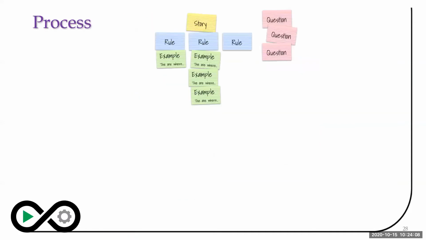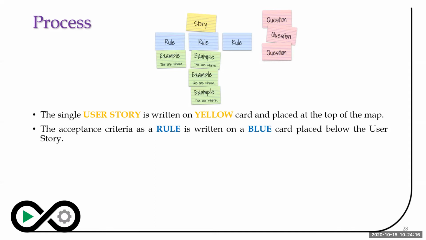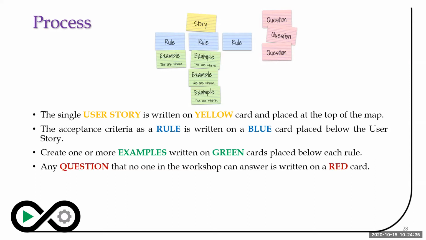So the process again: a single user story is the focus of an example mapping session. No multiple stories, just one story per session. Acceptance criteria are written on those blue rules. You can have as many as you want, but you'll understand shortly why we use this color coding. And examples: you should have at least one. You should never have a rule without an example, because how are you going to actually validate the business logic otherwise? And then of course those questions.